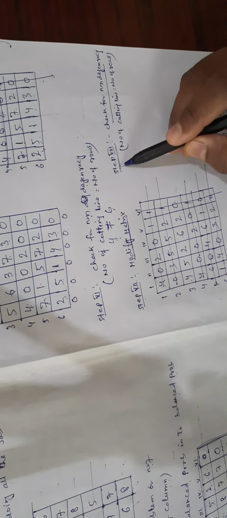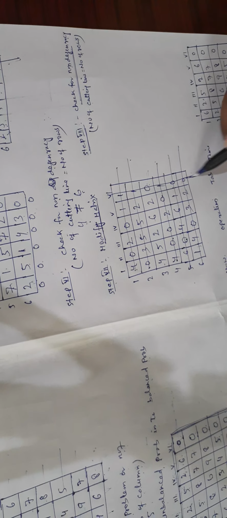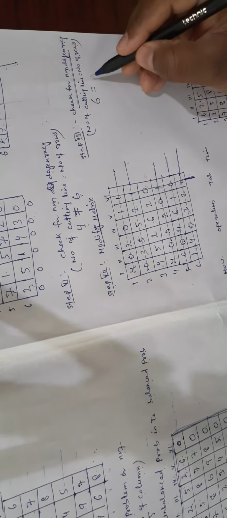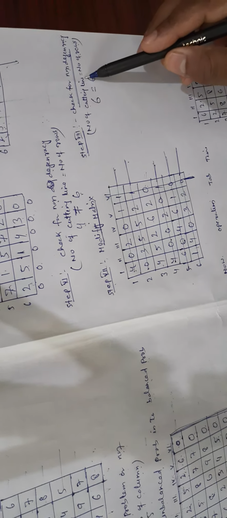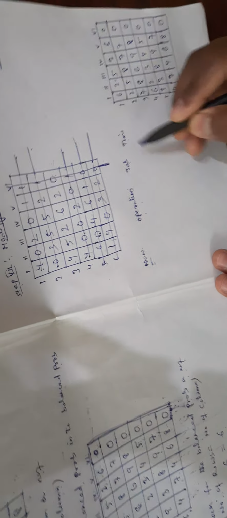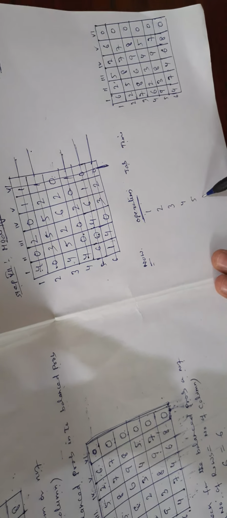So after completing the modified matrix, go for the next step, check for non-degeneracy. Here the number of cutting lines, check it: 1 2 3 4 5 and 6. So the number of cutting lines is 6, which is equal to the number of rows, also 6. Now go for the next step, the operation. Here the operation, job and time. Operation is 1, 2, 3, 4, 5 and 6.